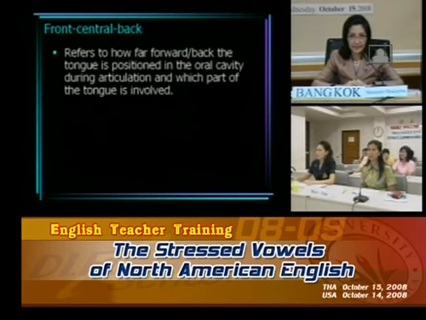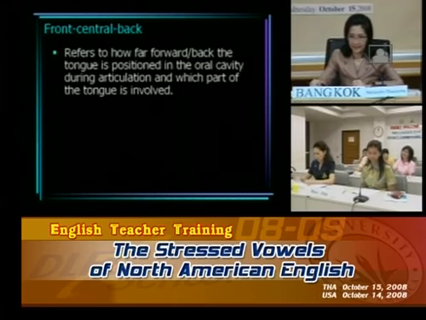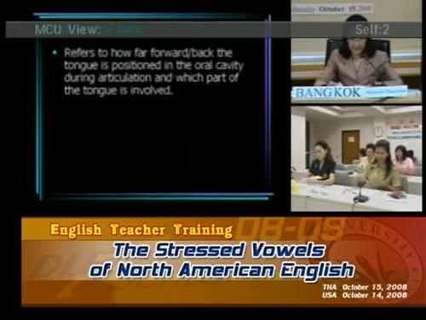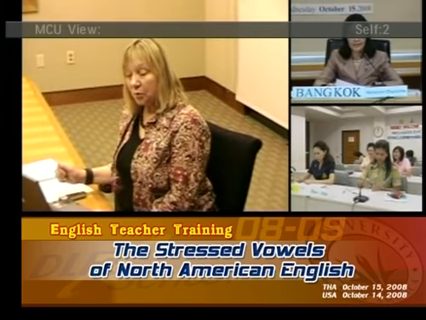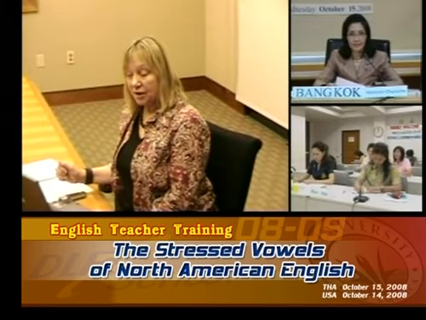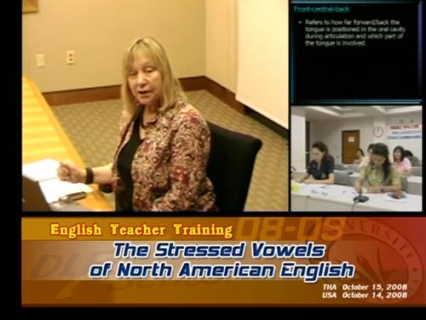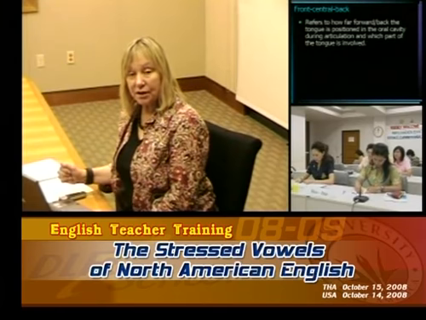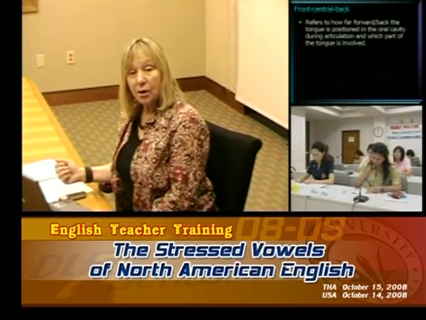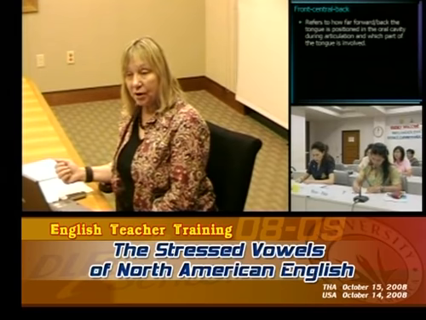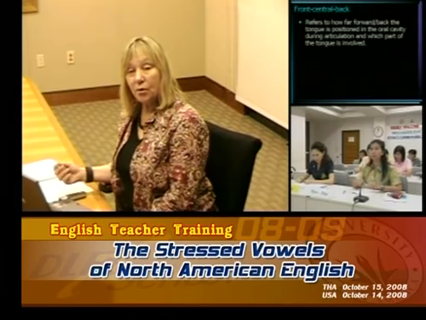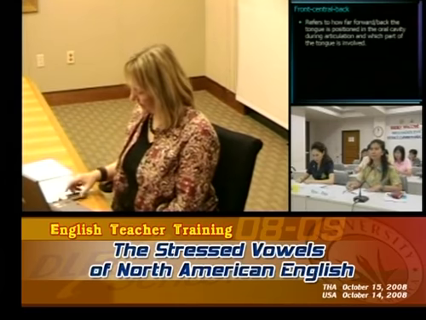Okay, our next dimension is front, central, back. Again, referring to the position of the tongue. How far forward or back is that tongue positioned in the oral cavity during the articulation of the vowel? And also, which part of the tongue is involved? The front of the tongue, the blade of the tongue, or the back of the tongue?